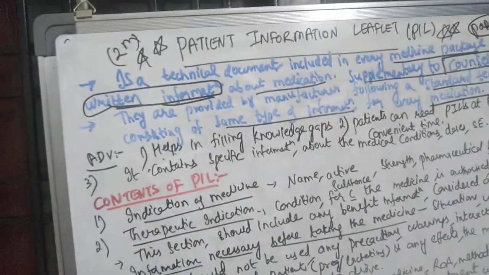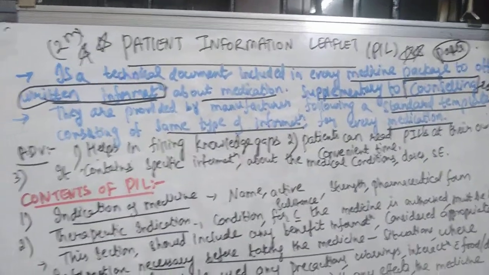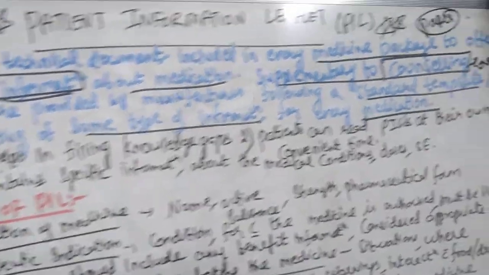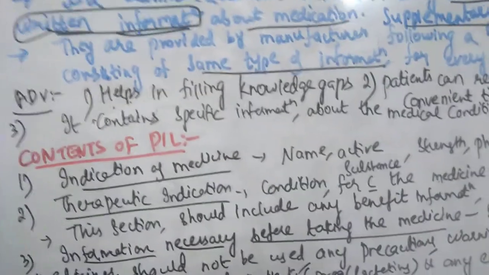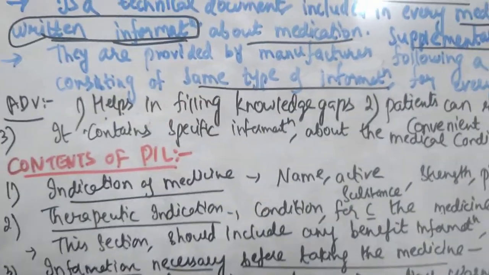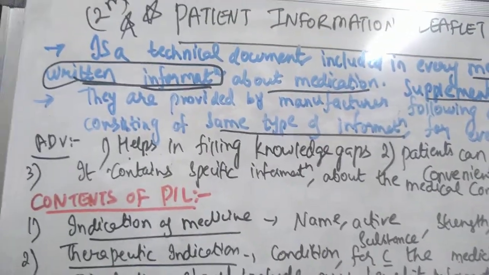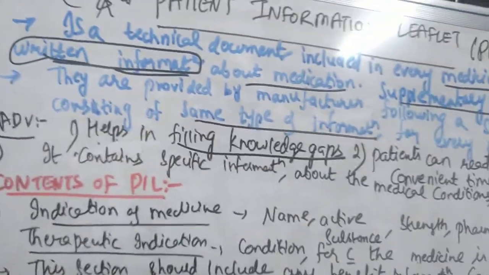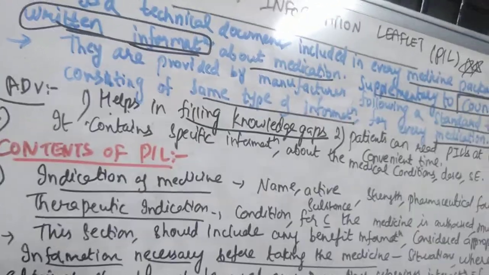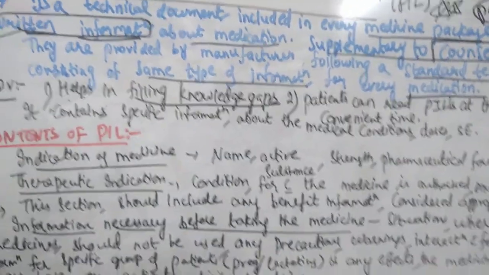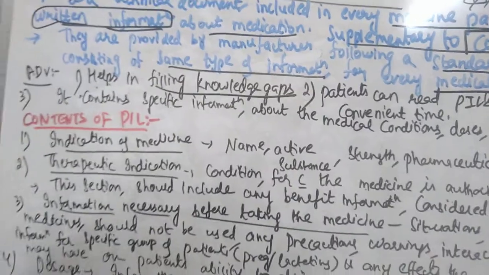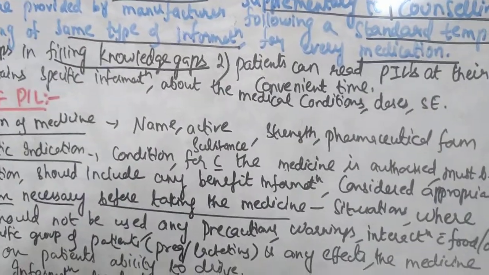Next we'll see the advantages. What do you mean by the advantage? What are the advantages of patient information leaflet? So what advantage can you tell? It helps in filling knowledge gaps. Whenever you have some doubts which are restricting your knowledge, they can be filled by reading or by giving a look at your PIL. So that will help in filling whatever gaps or doubts you have. So in a way it is helping in filling the knowledge gaps.